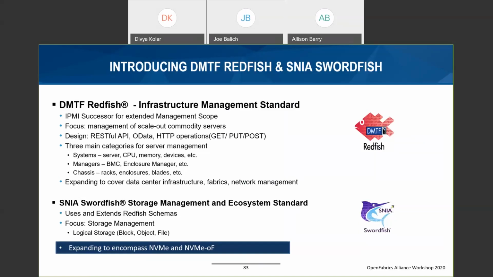And Redfish is expanding. It's expanding to cover more than this, but data center infrastructure, fabrics, network management, and other things. So Swordfish builds on Redfish. It builds on Redfish to enable more complex storage management and ecosystem standards. It uses the same Redfish schemas and extends them. And its focus is storage management, building to encompass, as Raj is going to talk about very soon, NVMe and NVMe-oF fabrics. And so what this is going to do is enable configuration at scale, management at scale of NVMe and NVMe-oF fabrics. And then Raj will talk on the same line here.